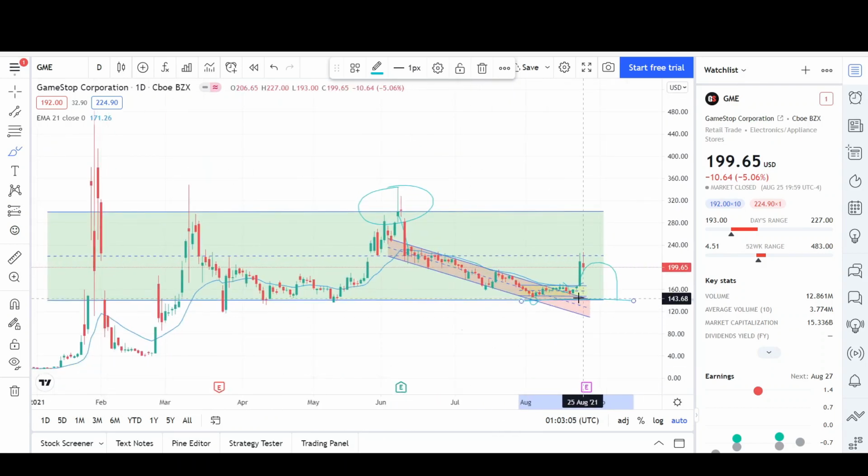Also, since we just got rejected off the midline of the range, it looks like we're gonna come back to the lows of the range. So my target for GameStop is right around the 140 level. So there's my analysis on the daily chart.